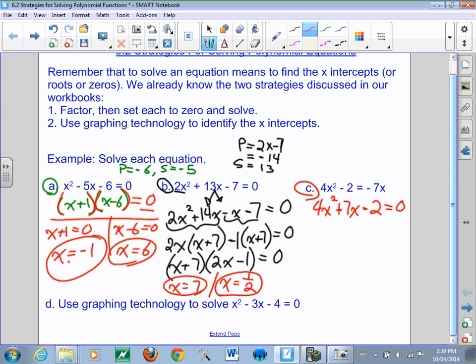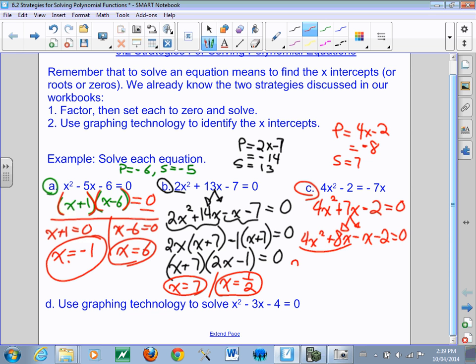Now I look again, can I common factor anything out? No, so I know I've got decomposition. So my product equals 4 times -2, which equals -8, and my sum equals 7. Okay, so I'm going to split the middle term. So it's going to be 4x squared plus 8x minus x minus 2 equals 0.